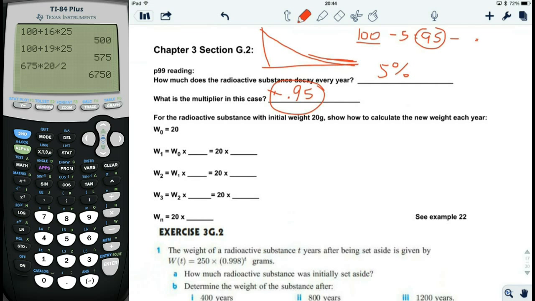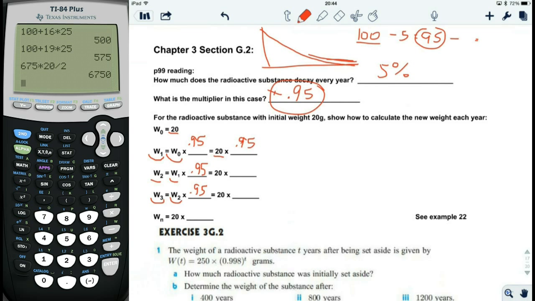So, for example, if you want to get the weight of the radioactive substance in the first year, you take the beginning weight and you multiply it times 0.95. So what is that in terms of numbers? It would be 20 times 0.95, because 20 is the beginning weight. What about the second year? The second year, you take the first year's weight and you multiply it times 0.95. And what about the third year? The third year, you take the second year's weight and you multiply it times 0.95. Okay? And then what does that look like in terms of numbers?